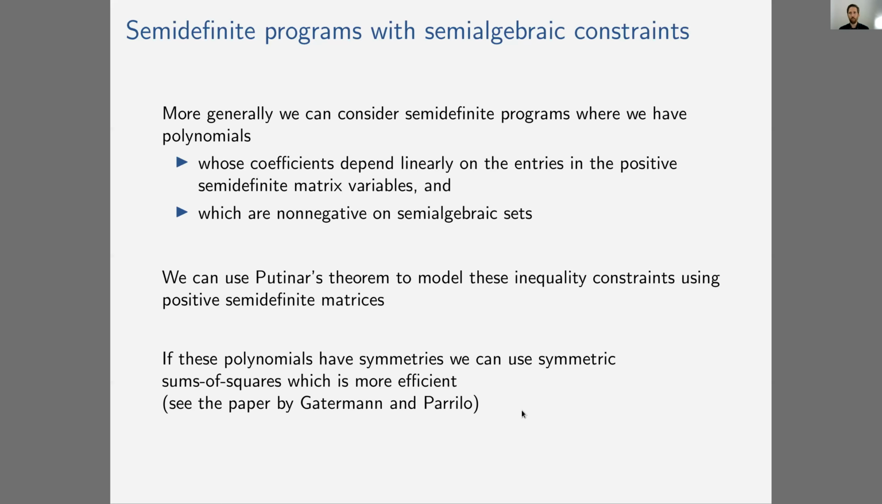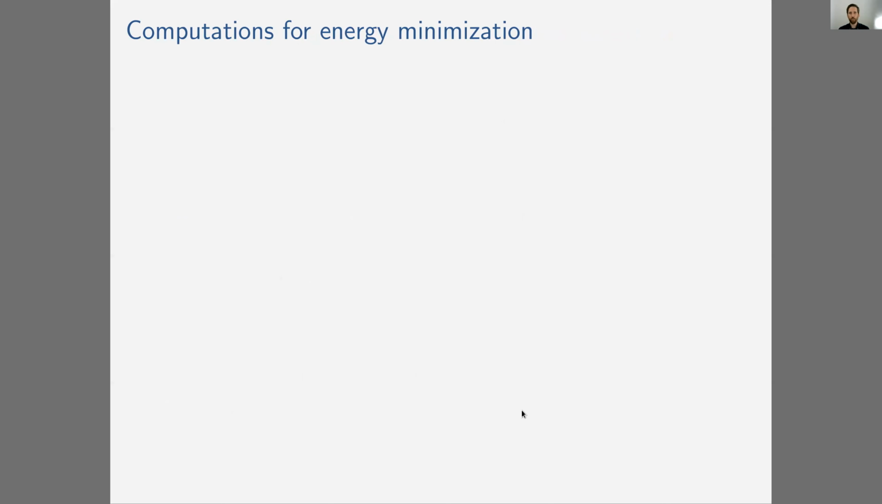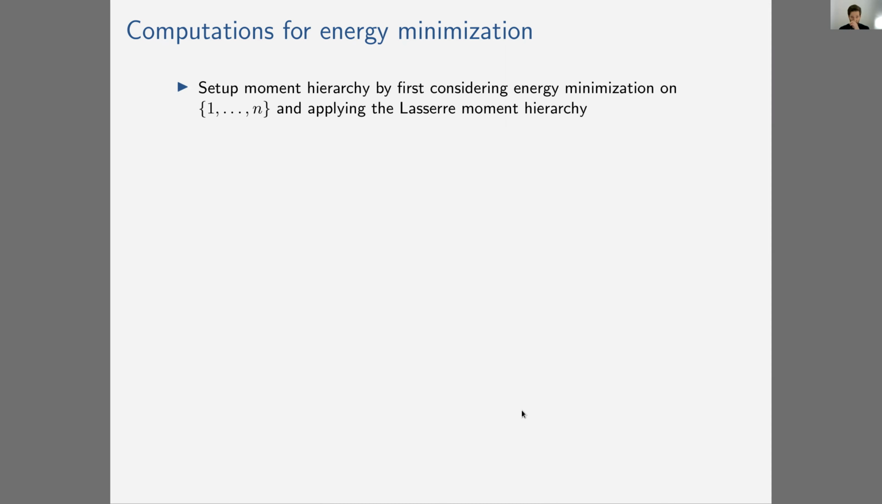Okay, so now I want to say a little bit about how, in the first question, we saw how we can derive a hierarchy for energy minimization. So I want to say a little bit about how we can actually do computations with this. And these are basically going to be a summary of all the steps we saw.